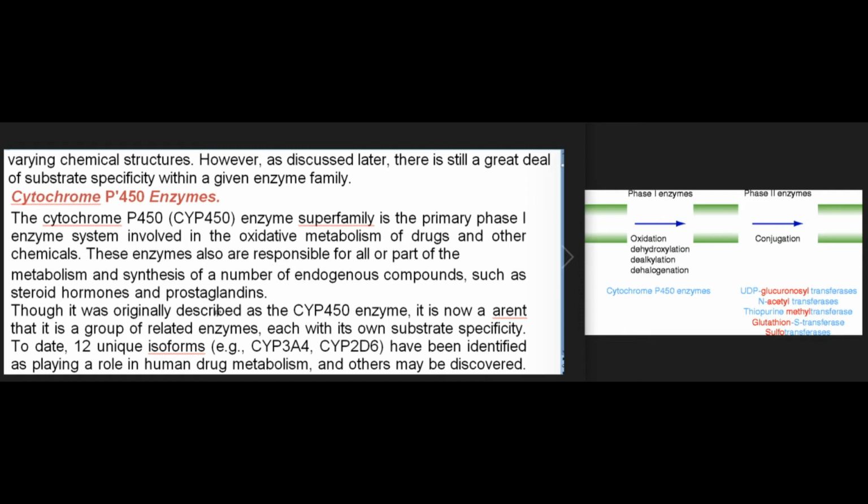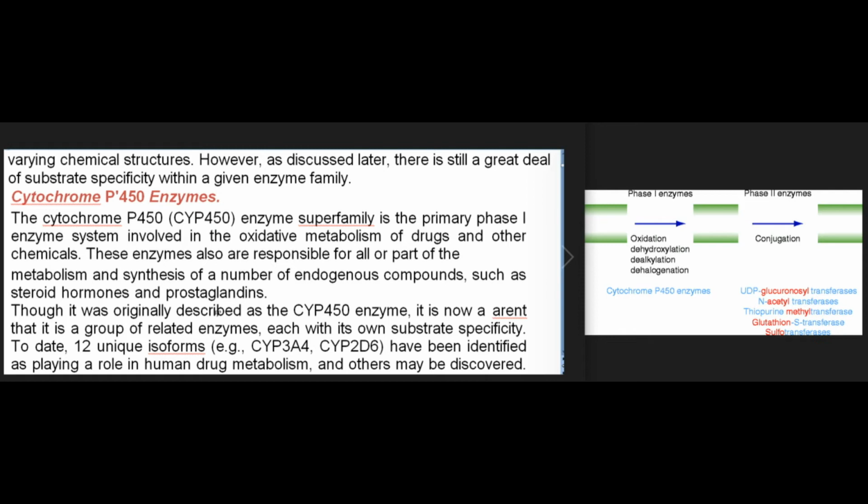Cytochrome P450 enzymes. The Cytochrome P450, CYP450, enzyme superfamily is the primary phase I enzyme system involved in the oxidative metabolism of drugs and other chemicals. These enzymes also are responsible for all or part of the metabolism and synthesis of a number of endogenous compounds, such as steroid hormones and prostaglandins. Though it was originally described as the CYP450 enzyme, it is now apparent that it is a group of related enzymes, each with its own substrate specificity.